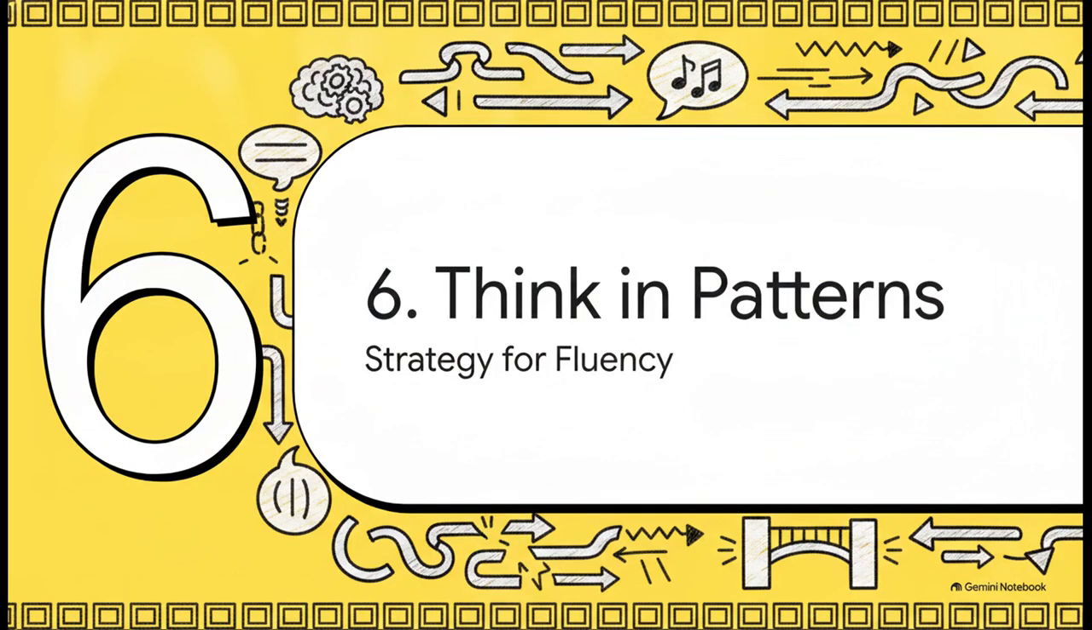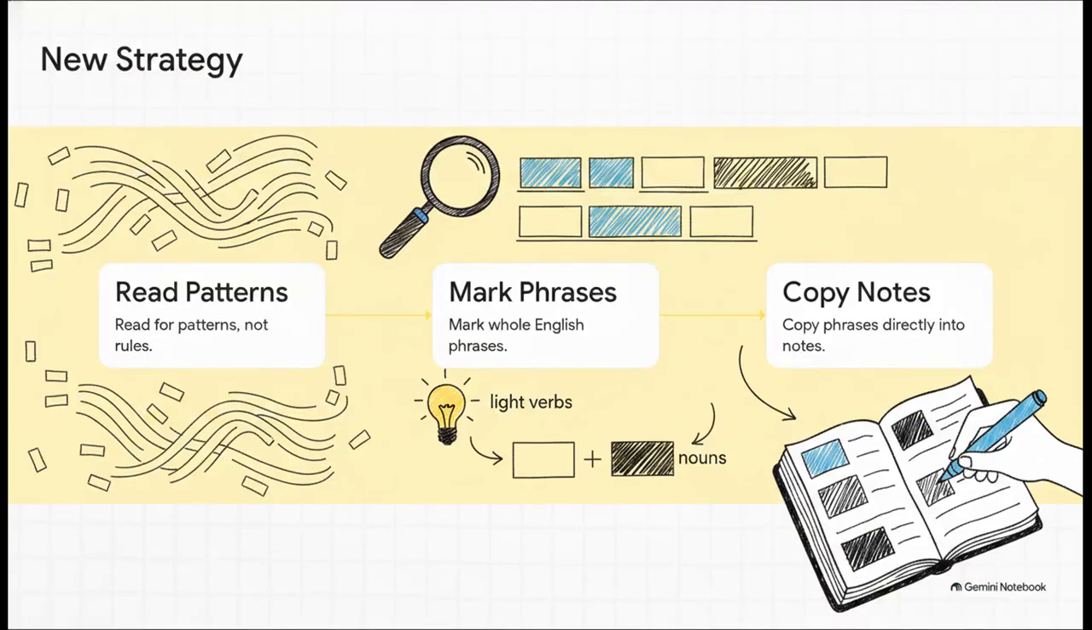Finally, we arrive at Section 6. Think in patterns. This is your new strategy for fluency. Here's your new game plan, and I promise you this is truly the ultimate solution to breaking through that B2 plateau once and for all. Moving forward, when you're reading an English text, stop just looking for individual vocabulary words. Read for patterns instead. Hunt for those light verbs attached to nouns or those noun plus noun compounds. Mark the whole phrases and copy them directly into your notes as complete unbreakable blocks.